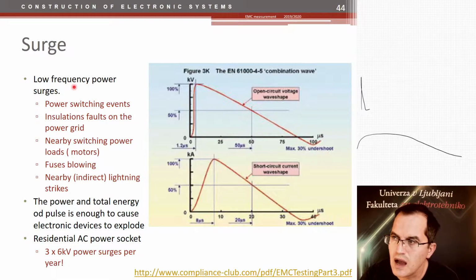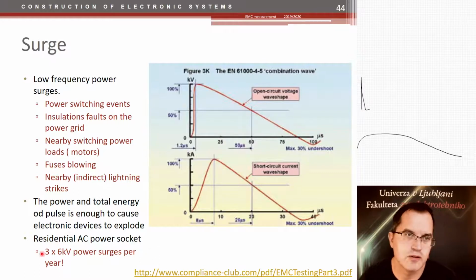And these surge pulses are also generated, but much more rarely, by, let's say, direct lightning strikes, or if a fuse blows, or some motor or high power switch is turned on or off. And in a residential AC power socket, you have at least 3 of such 6 kilovolt pulses per year.